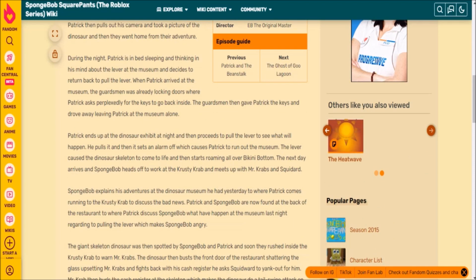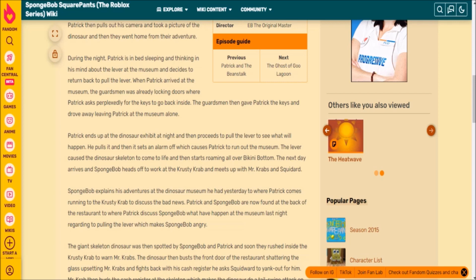During the night, Patrick is in bed sleeping and thinking in his mind about the lever at the museum and decides to return back to pull the lever. When Patrick arrived at the museum, the guardsman was already locking doors, where Patrick acts perplexed, perplexedly, for the keys to go back inside.